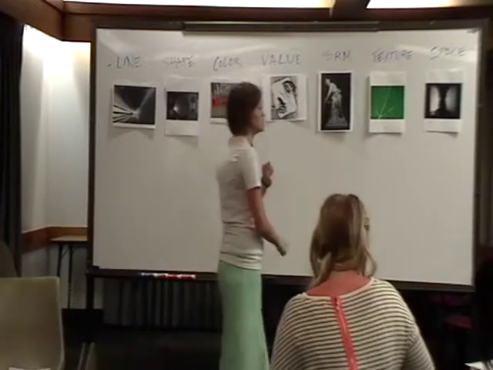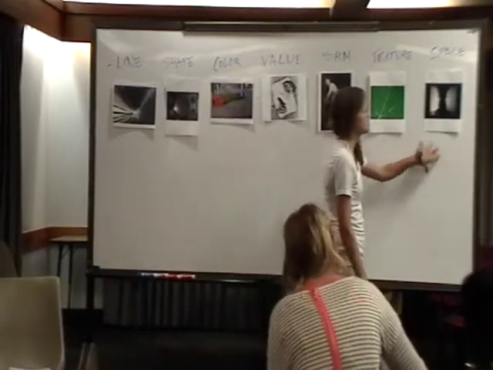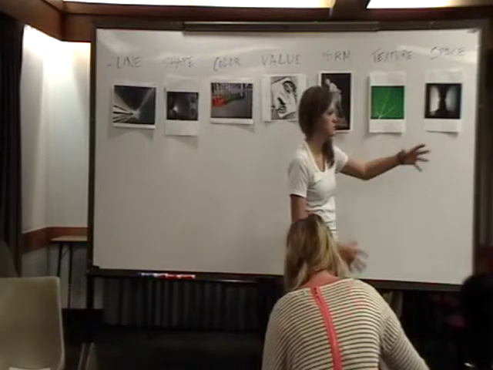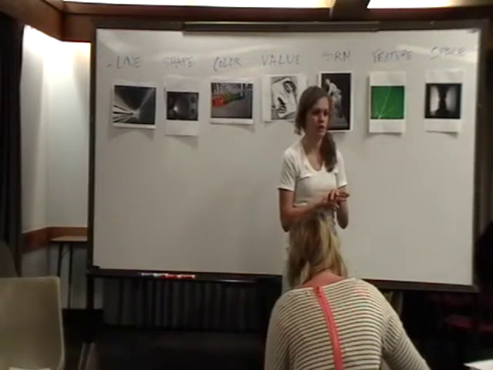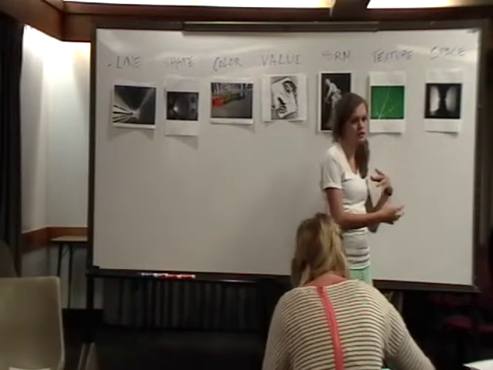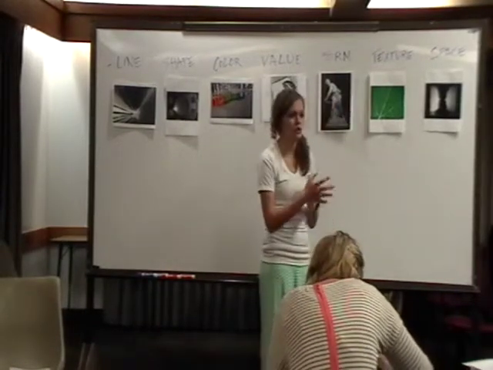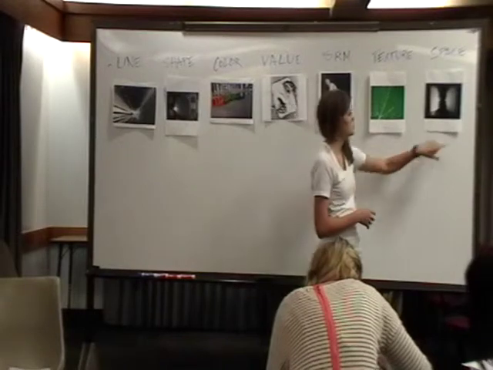And last one, space. Space can be a little confusing just because it's all around us. It's the positive and the negative areas around anything. So it's the spacing between columns. It's the overlapping of something.